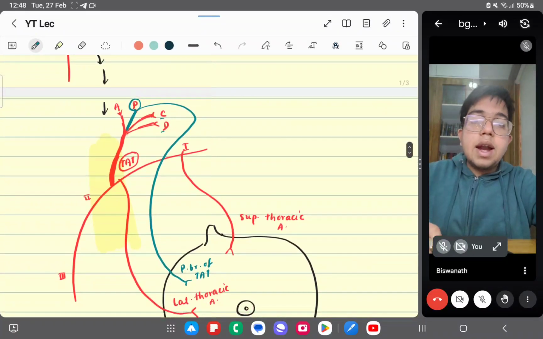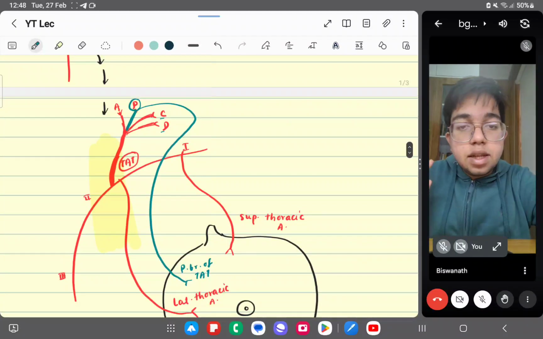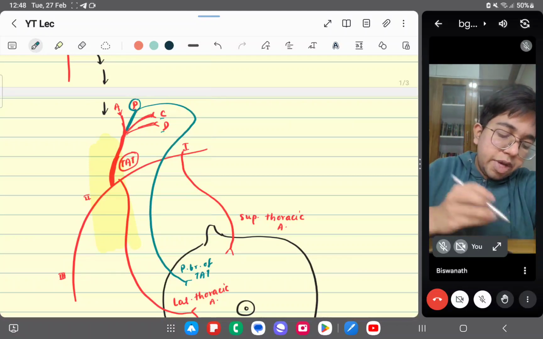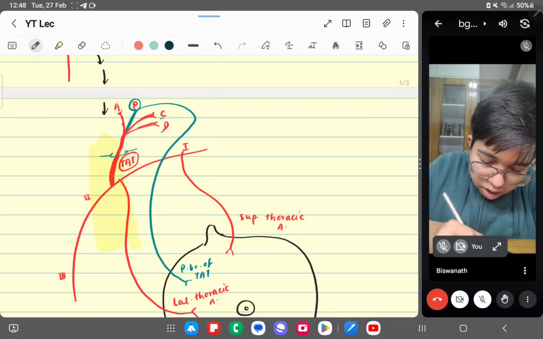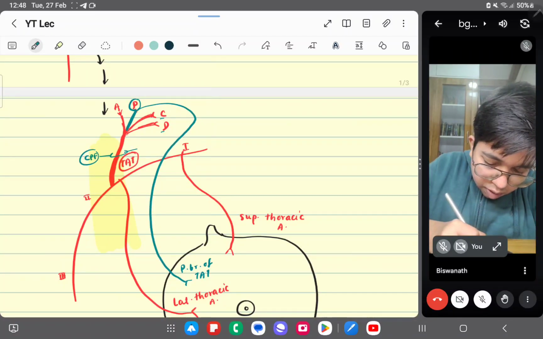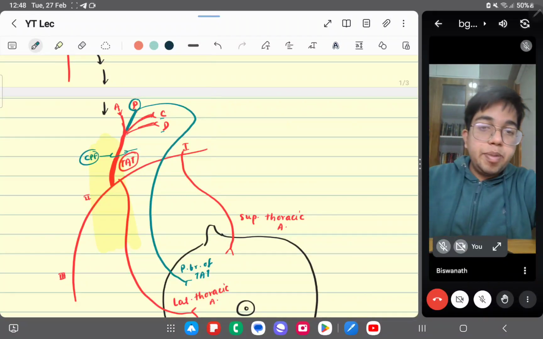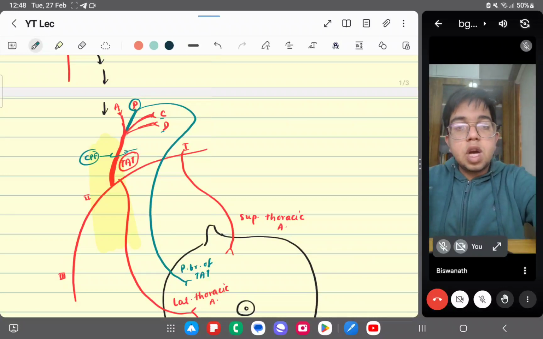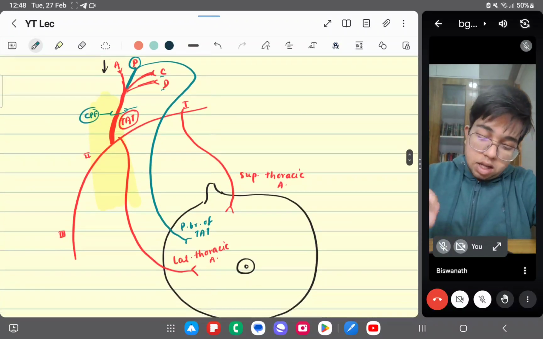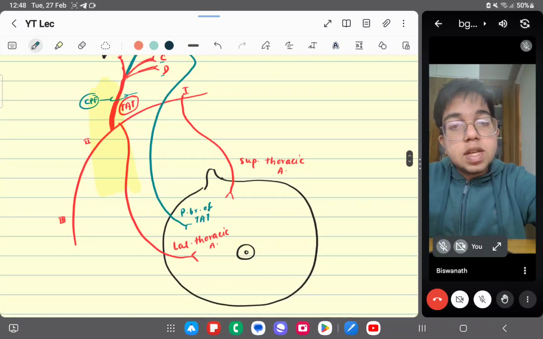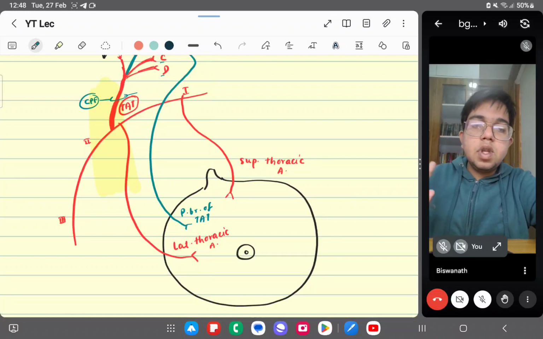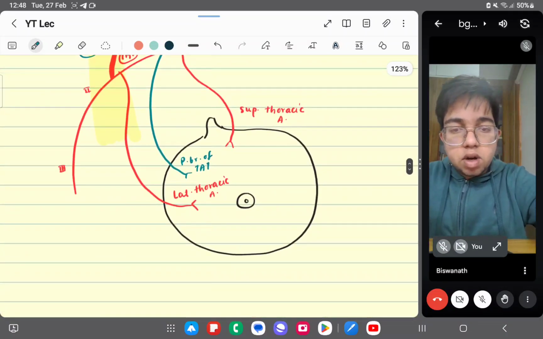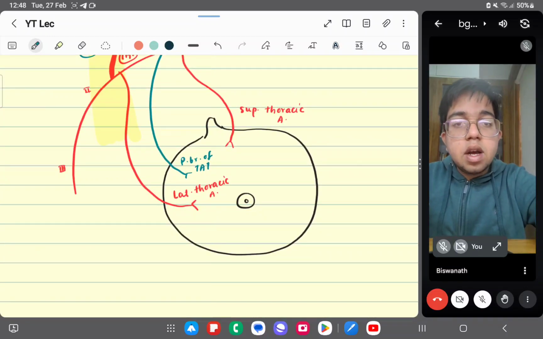And just another thing: this thoracoacromial trunk pierces the clavipectoral fascia. It pierces and goes via the clavipectoral fascia. Understood? And another artery, we discussed the lateral thoracic artery, so it's done. Third part. So here we finish the second part.